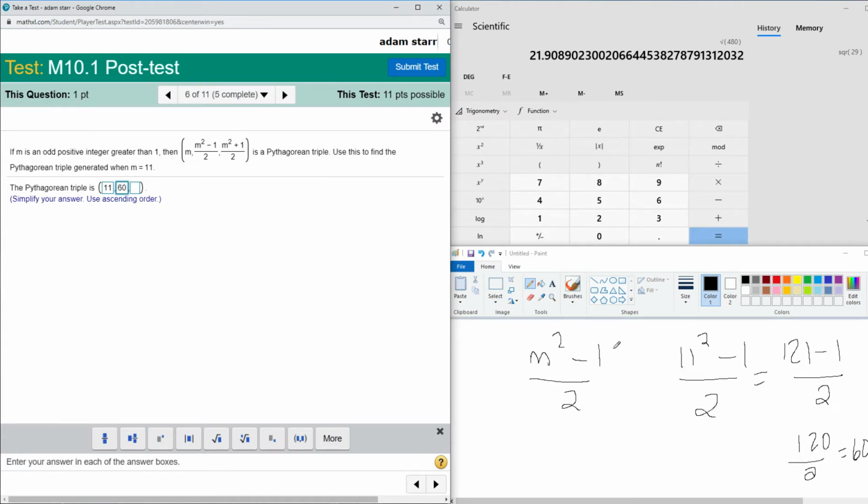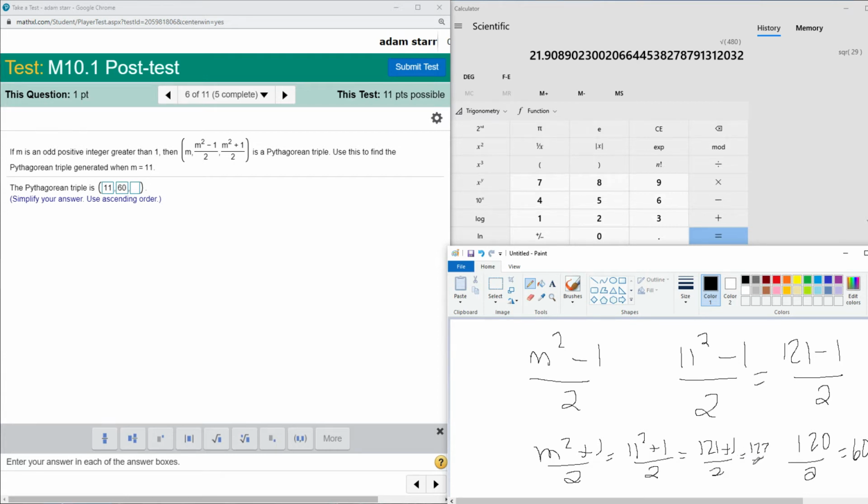And then the (m squared plus 1)/2. So that would be (11 squared plus 1)/2. Again, 11 squared is 121 plus 1, divided by 2. This is 122 divided by 2, which will be 61. So I have 11, 60, and 61. It does say to use ascending order, so that just means smallest to biggest, which it is written. So 11, 60, 61 is my Pythagorean triple.